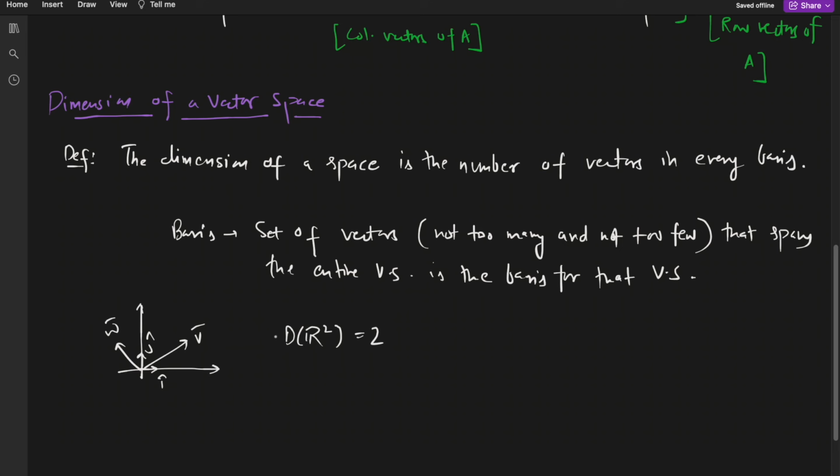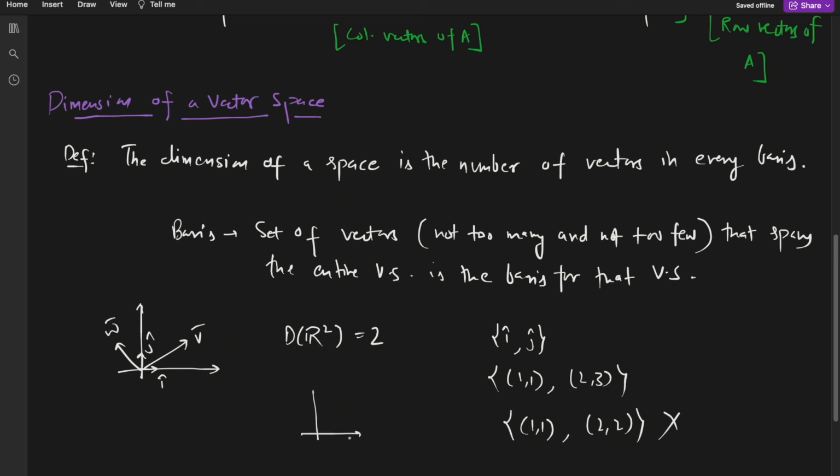Why? Because you take any basis set. For example, you take the basis set i hat, j hat. Or maybe you take the basis set (1, 1) and (2, 3). These are linearly independent, right? So you take any basis set, the number of elements in that basis set is always going to be 2, right? So you cannot take the set (1, 1) and (2, 2). Why? Because these two vectors don't span the entire R2, because (1, 1) and (2, 2) are linearly dependent. This is (1, 1) and this is (2, 2), right?